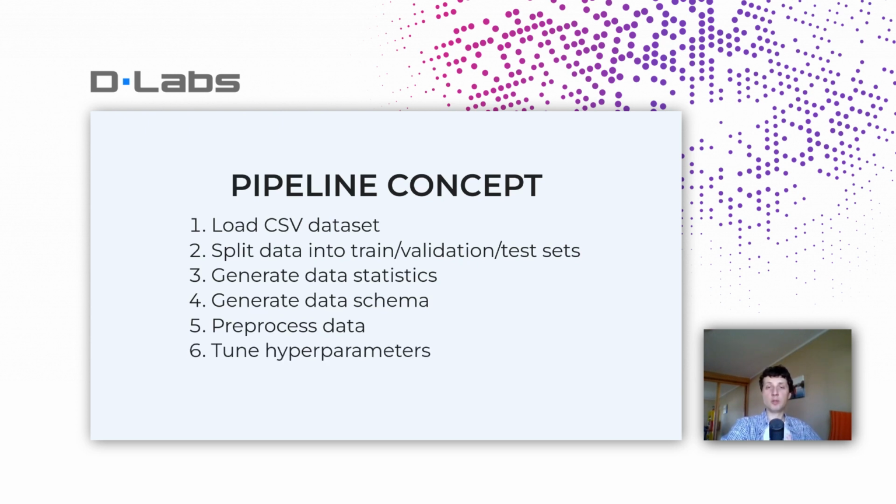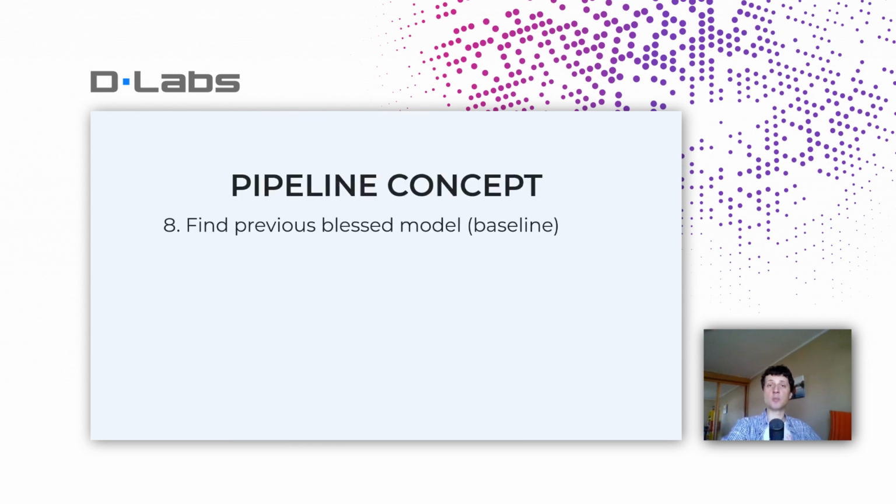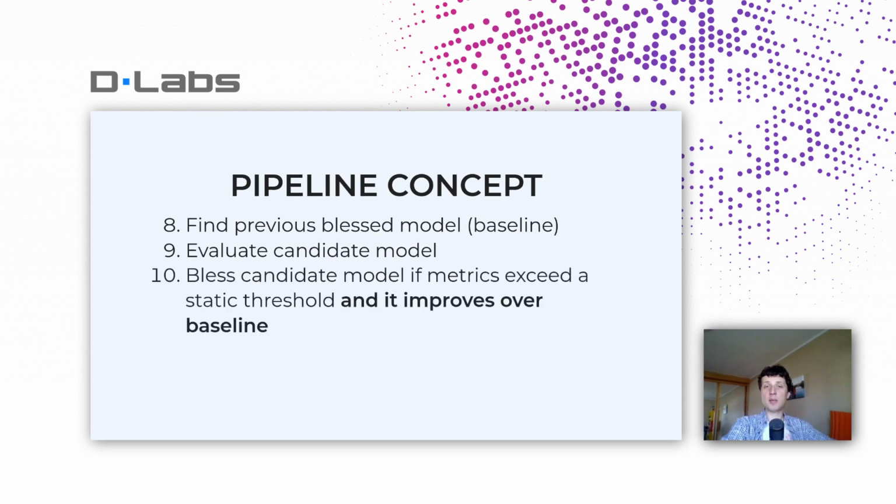Then we want to tune hyperparameters for the model. That usually means creating a few models with different hyperparameters and seeing which one performs the best, and then train a candidate model based on the best found set of hyperparameters. After we have trained the model, we want to find the previous blessed model to use as a baseline for comparison. We want to evaluate our candidate model, and we want to bless this candidate model only if it exceeds some static set of metrics, as well as if it improves over the baseline.